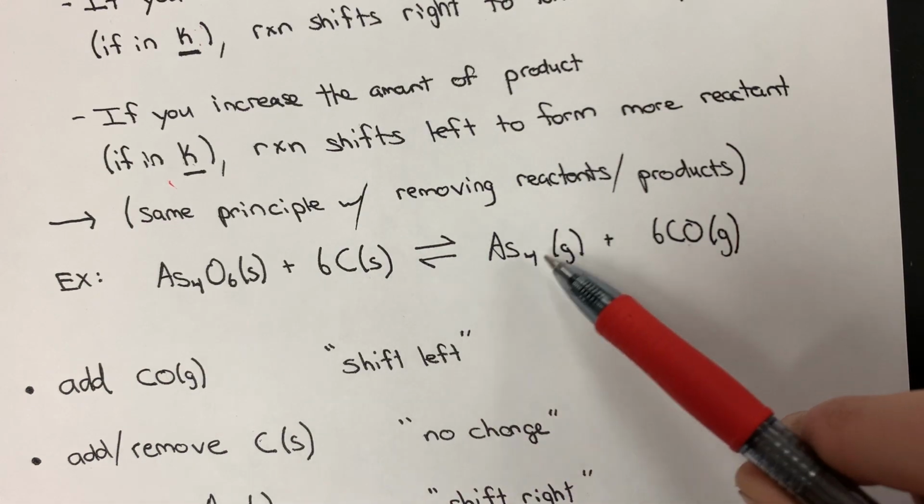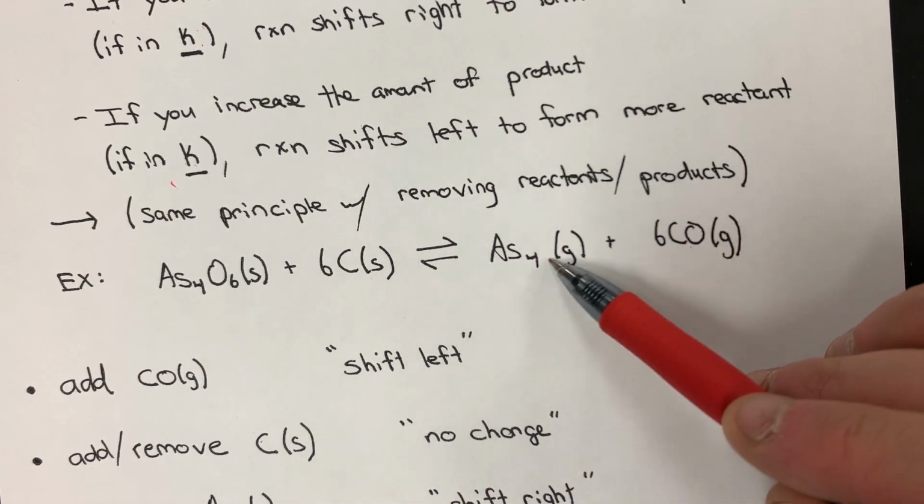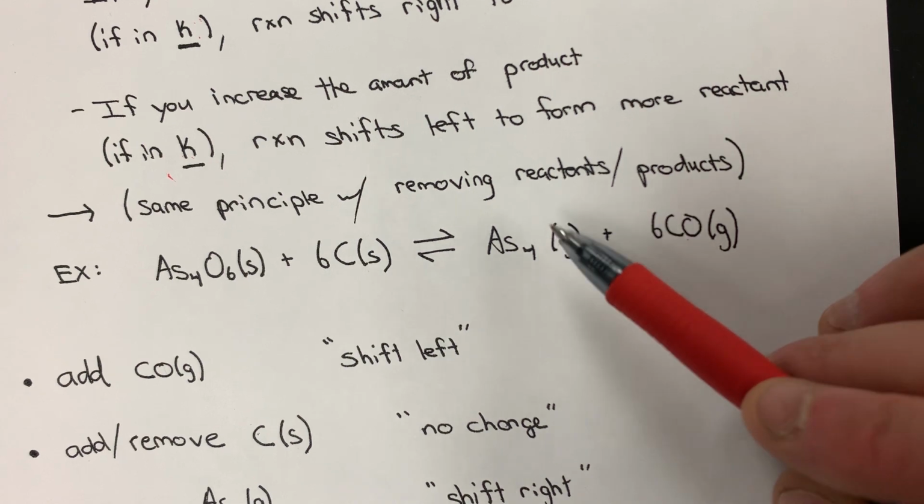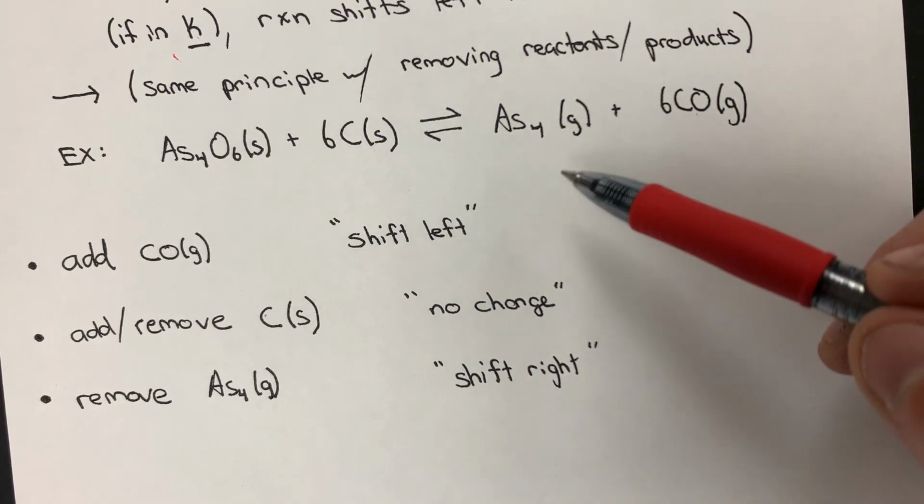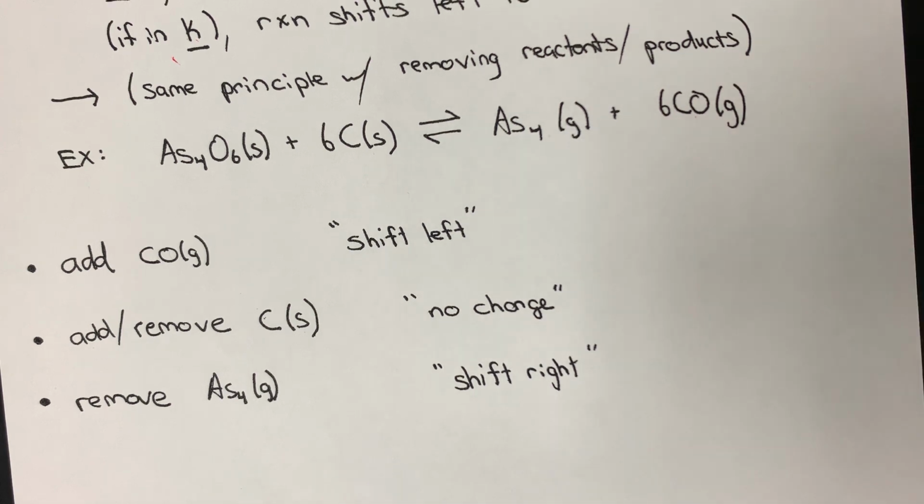Finally, if we remove one of the products, it's the same idea. If we were to remove a product, the system wants to respond in a way so as to produce more of it. As a result, we are going to shift right in order to form more of that product.